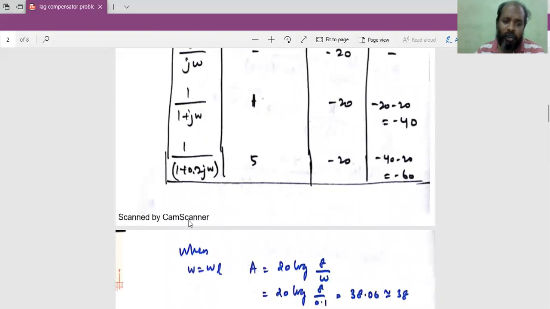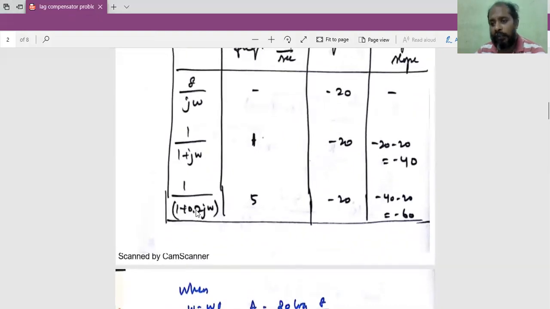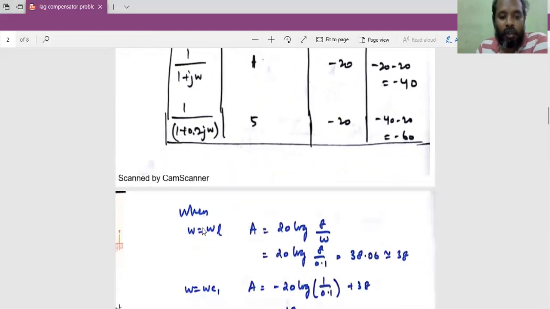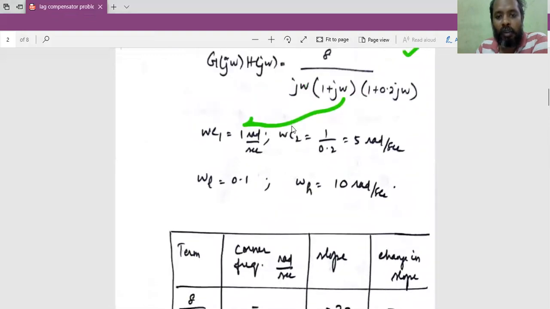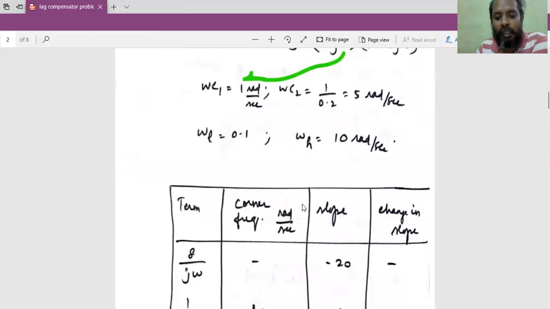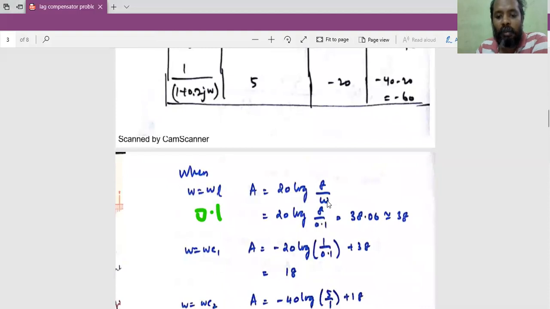Then, calculating the magnitude value for every corner frequency, we are supposed to find the magnitude value. So when omega is equal to omega L, which is equal to 0.1, for a constant term to be chosen first, 8 by omega. So it is going to be 20 log of 8 by omega. Instead of omega, you substitute omega L, which is 0.1. So you get a value of 38.06. You assume the equivalent value to be 38, rounded off.